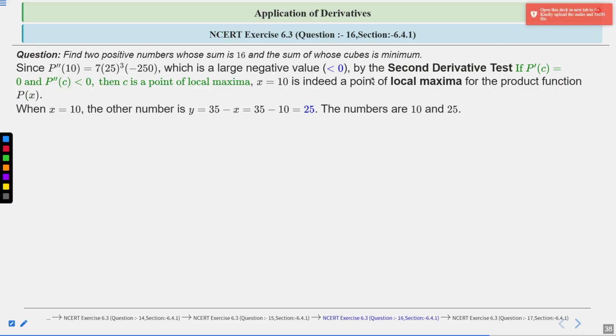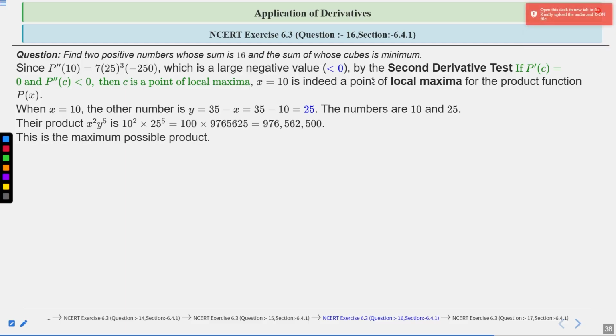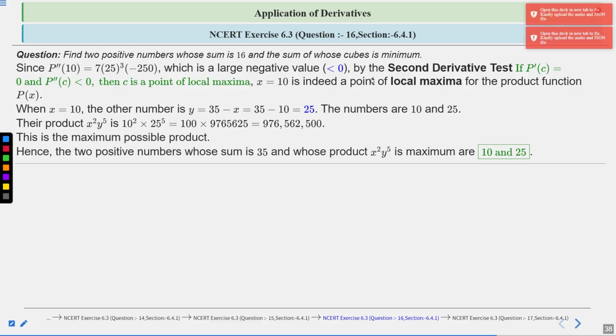Now, when x equal to 10, the other number y is equal to 35 minus x, which is 35 minus 10, which is equal to 25. Hence, the numbers are 10 and 25. And their product you get by putting x equal to 10 and y equal to 25. Hence, the two positive numbers whose sum is 35 and whose product x square y to the power 5 is maximum are 10 and 25. Hope you understood. Thank you so much.